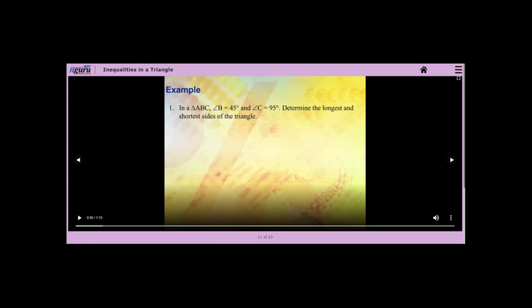In triangle ABC, angle B is equal to 45 degrees and angle C is equal to 95 degrees. Determine the longest and the shortest sides of the triangle. Angle A is 40 degrees, ma'am. So opposite to A will be BC. So BC is the shortest.